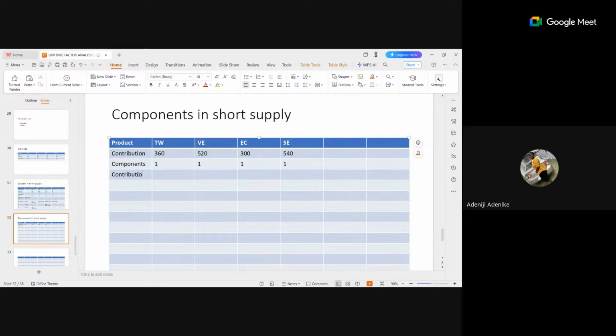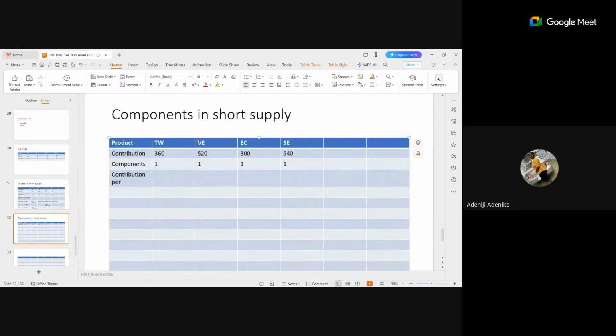360, 520. It is a constant value. So this will be 360, this will be 520, this will be 300, this will be 540. So based on ranking, which is ranking first? SE, 540. Then this is ranking second. And this is ranking what? Third. And this is ranking fourth.